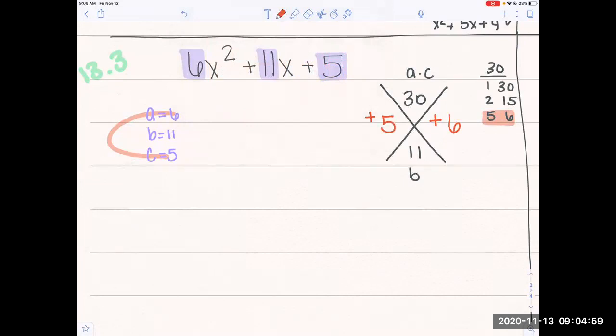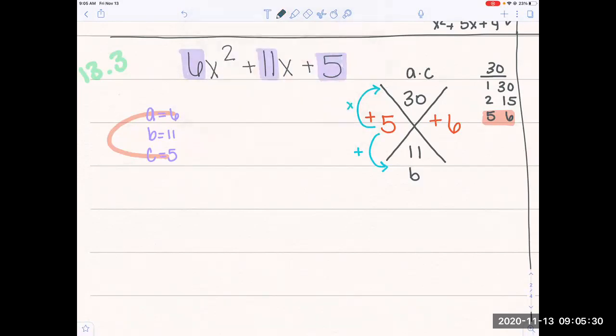Before you move on, I can't emphasize enough to check this. In your calculator, in your head, 5 times 6 gives me 30. 5 plus 6 gets me 11. So I know that I got the right numbers. Some of these, there are several options that look like they could be right, especially with 6. When 6 is on top, it gets a little fuzzy. So just make sure you check it.